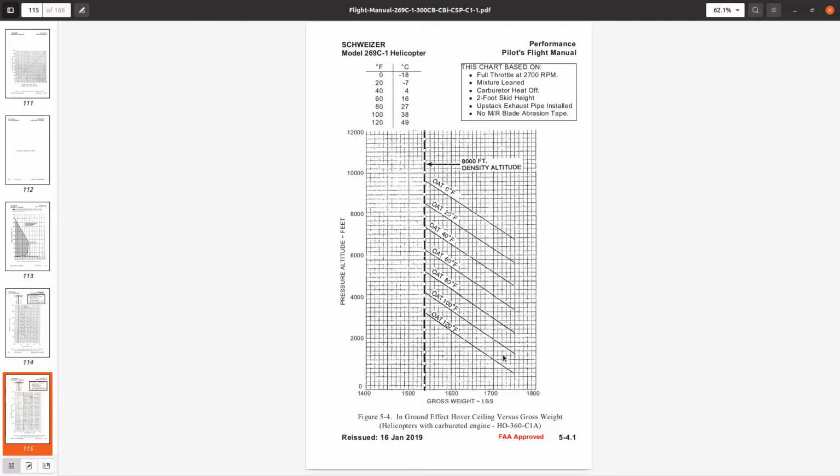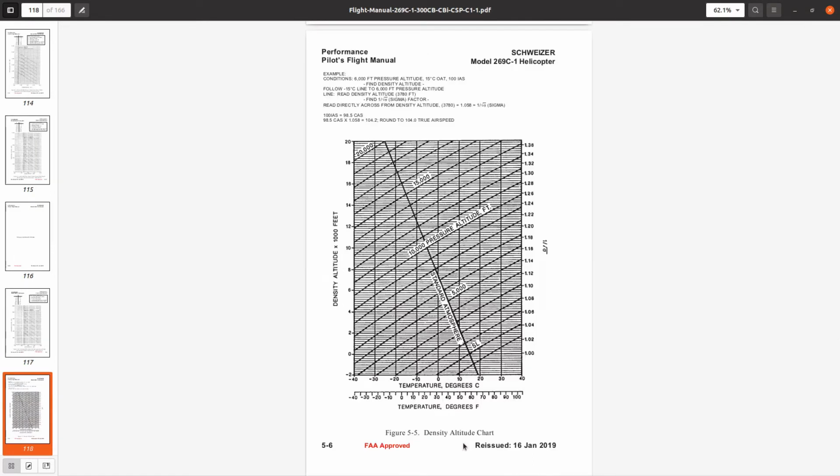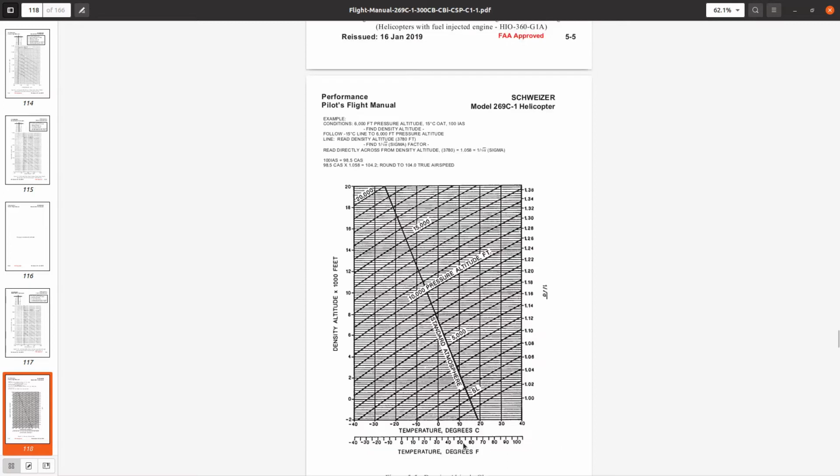So at the Mount Pocono Airport, where I do a lot of my training, we're at about 1940, so around 2,000 feet. So you would have a bad day trying to hover at that airport if it was over 100. If it's 80 and you're at full gross, it's doable. So that's the in-ground effect hover ceiling versus essentially density altitude and weight. This chart just allows you to calculate density altitude, and that's pretty much it for charts in this helicopter.